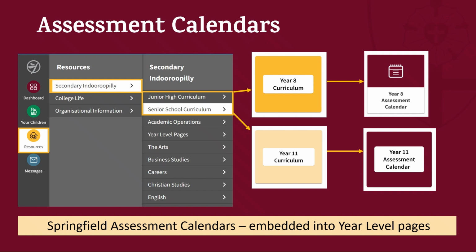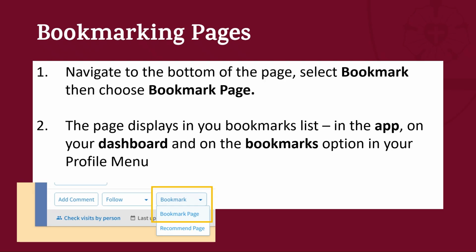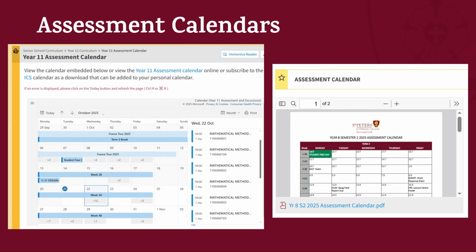For secondary Indooroopilly, assessment calendars are found in the junior high or senior school curriculum sections under their year level page. These calendars show the assessments for all subjects in the year level and undergo a review process to balance the timing and load. At Springfield, the assessment calendars are located within the pastoral care sections as Word documents linked to from your child's year level page. You might like to make a Firefly bookmark for pages you access frequently.